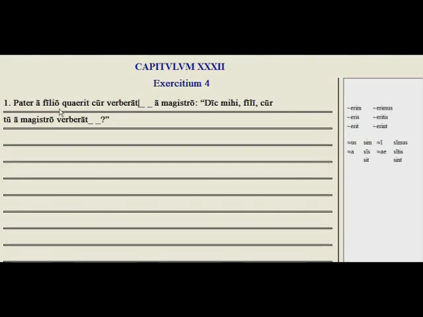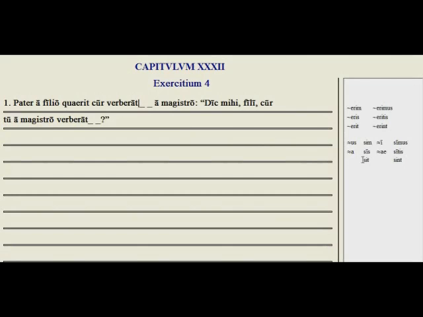We have pater a filio quaerit cur blank a magistro, dic mihi fili cur tu a magistro blank. So the father asks his son, or seeks from his son, why he was beaten by the teacher. We have an indirect question here. Why was he beaten by the teacher? And so indirect questions are formed in the subjunctive. So we need to put this in, and you say, why was he beaten? So we're going to be third person.